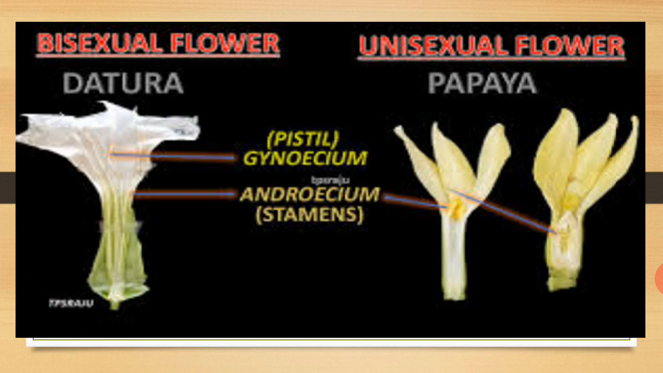Okay, so that means in the case of bisexual flower, it has both the female and the male part, that is the stamen, which is the male part, and pistil, which is the female part. The flower datura has both stamen and pistil, but in the case of papaya, it only has male or female part.